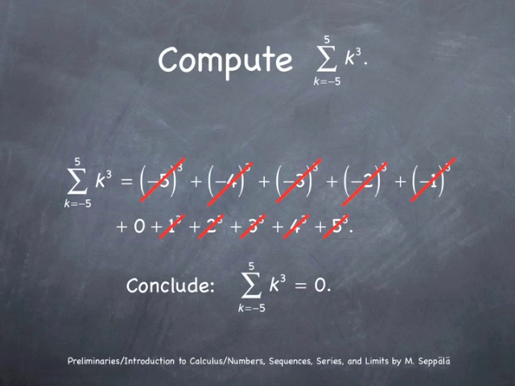This indeed is the case, and this could have been observed simply by remarking that k goes from negative 5 to 5, so this is symmetric with respect to the origin. For all positive values of k in the interval from negative 5 to 5, there is also the corresponding negative value, and these two values for k cubed cancel out, therefore the sum is 0.